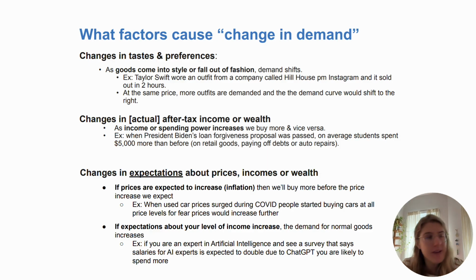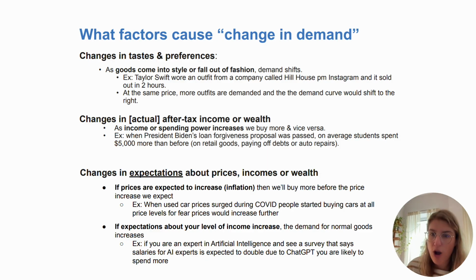So before Taylor Swift wore this outfit, Hill House wasn't in the spotlight, and they experienced just a normal demand for their products. And then this big celebrity wore an outfit from their collection, and all of a sudden they had a shock to demand, this incredible increase in demand. That would cause a shift in the demand curve, okay?